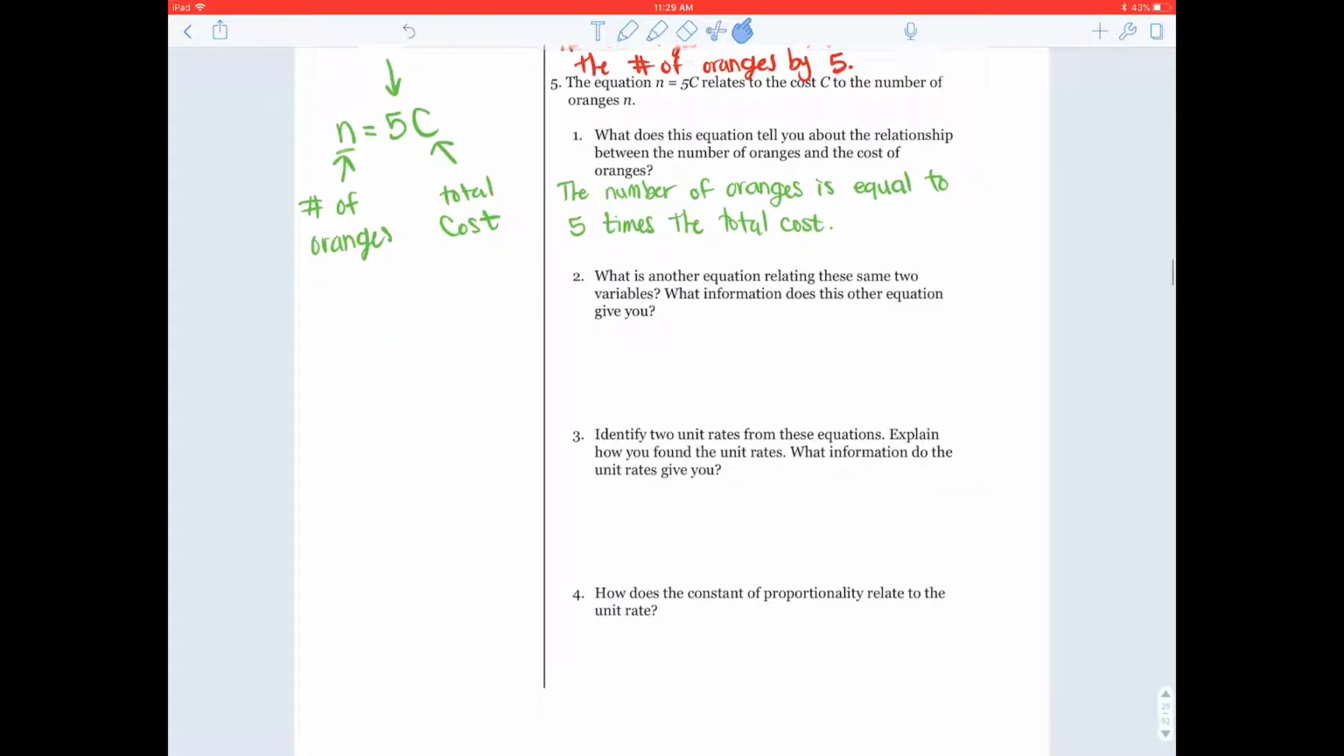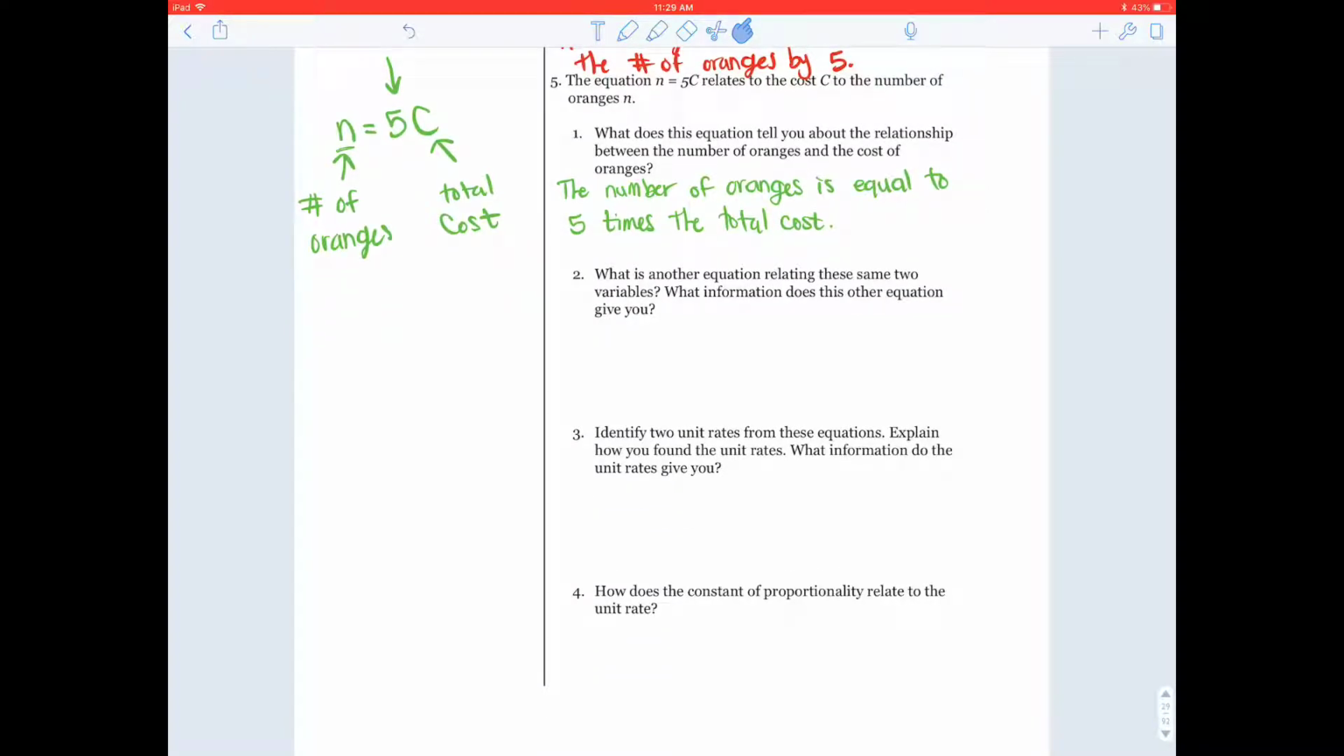Let's take a look at question number 2. Question number 2 might be a little tricky. What is another equation relating these same two variables? What information does this other equation give you? I want you to take time to think about it on your own. Think about how else you can write this equation. What other equation can you write that relates the number of oranges to the total cost?